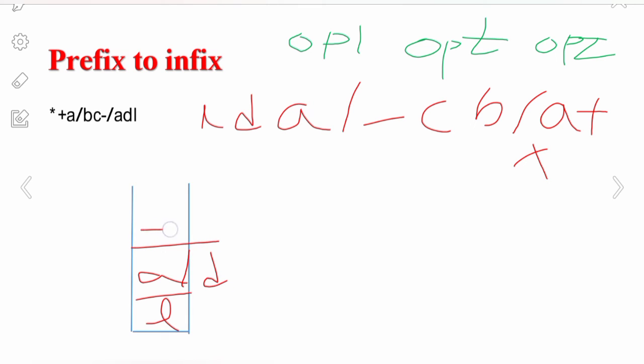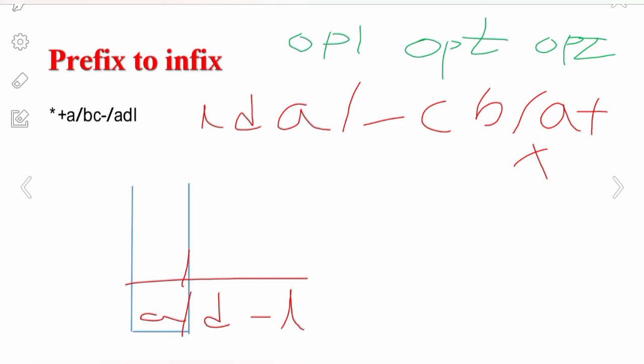Okay, so next one is the minus operator. So again we will go with the formula. So after applying the same formula, we will get the answer as A division D minus L. Okay, that is A division D minus L.